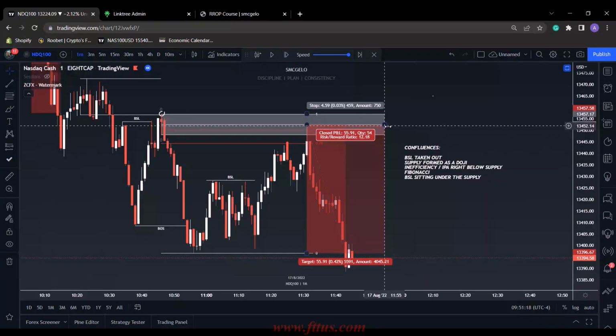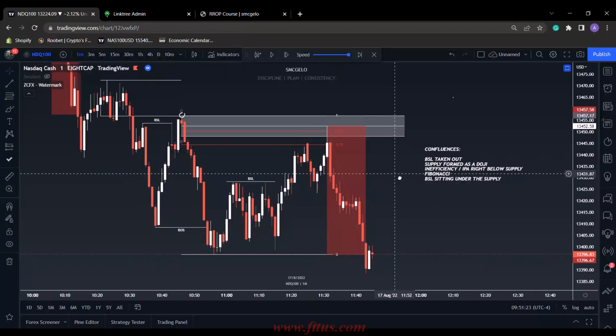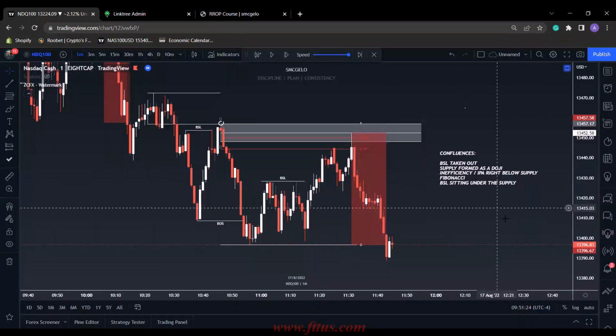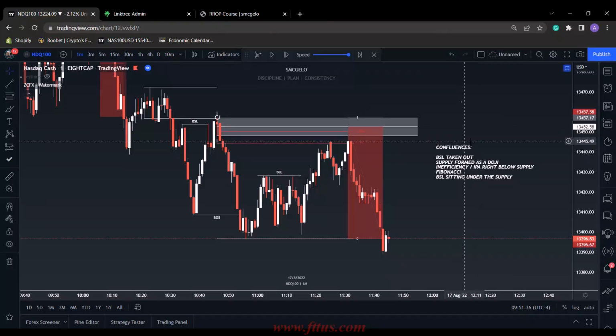Wait, and boom. This was a 12R within about 10 minutes. Once again, this is why I trade the lower time frame, especially on NAS. You can get high RR within a couple minutes. It's ridiculous. Now, on the flip side, you can also lose in a couple minutes.